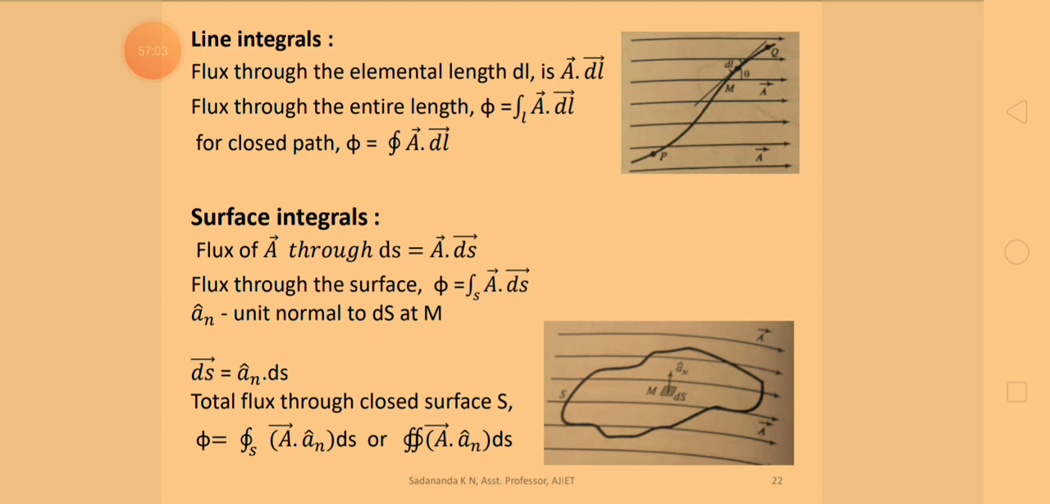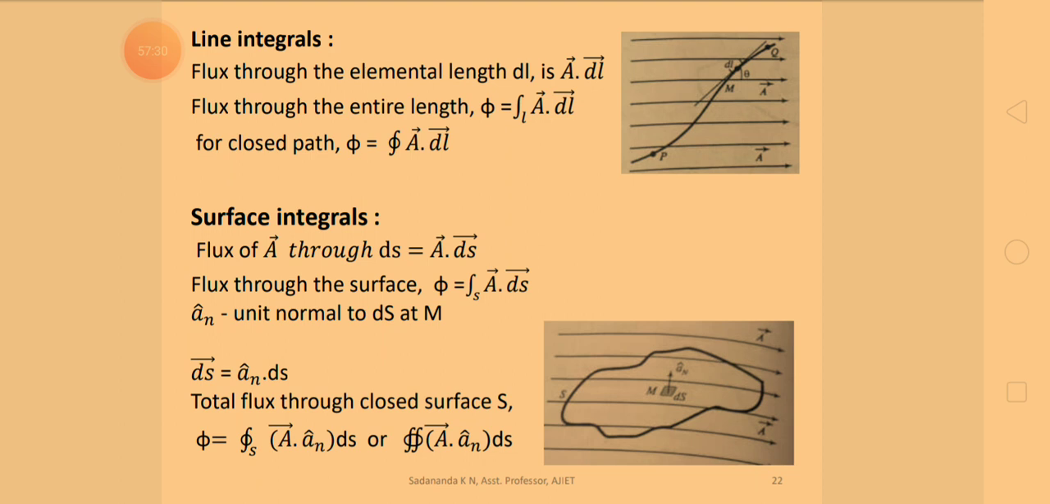Flux is nothing but the number of lines of force passing per unit area. That is nothing but flux. Here the same thing is explained as the number of field lines or vector field lines passing that particular elemental length. Therefore, flux through the elemental length dl is A into dl. Similarly, flux through the entire length, that is phi, is equal to the line integral of A dl.